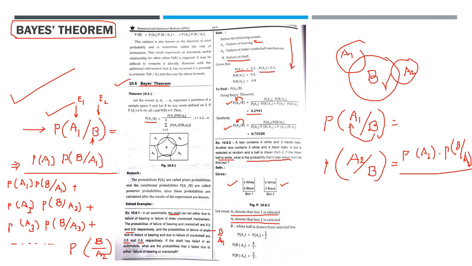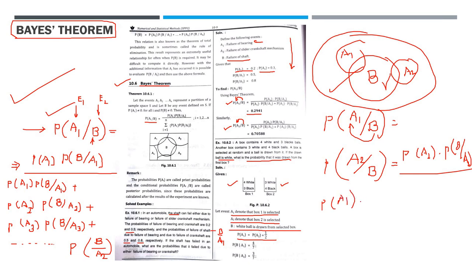So out of the two boxes, we want only the white ball. What we have denoted: A1 is box 1 selected, and A2 is box 2 selected, and B is the white ball drawn from the selected box. The same type of diagram applies to this problem. So what is the probability of A1 and A2? P of A1 and P of A2, our simple probabilities.